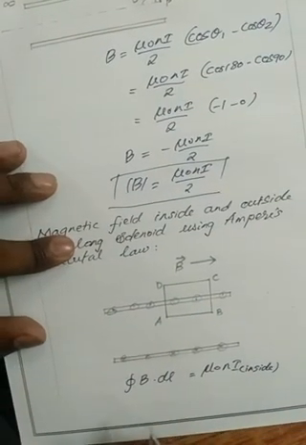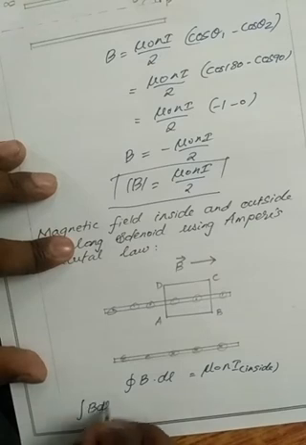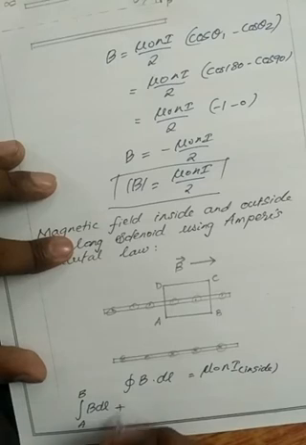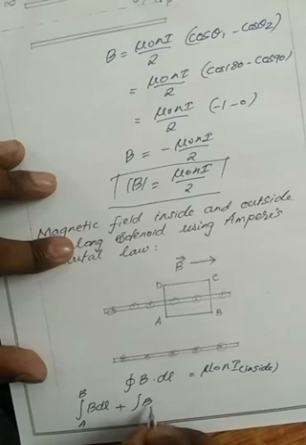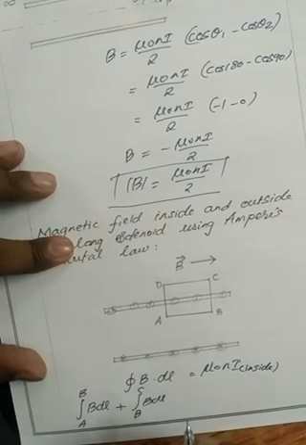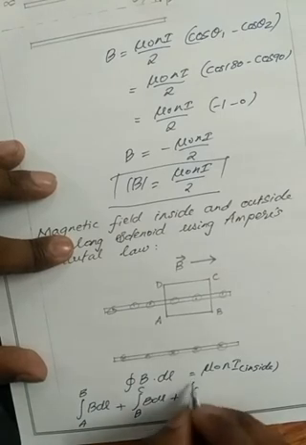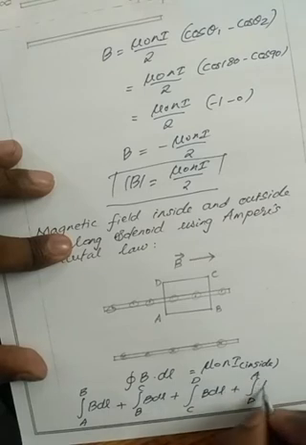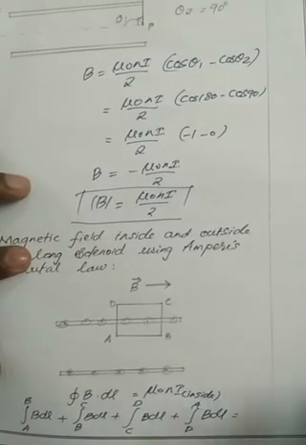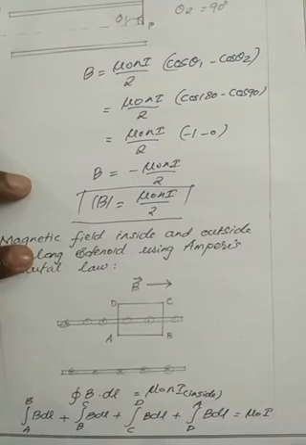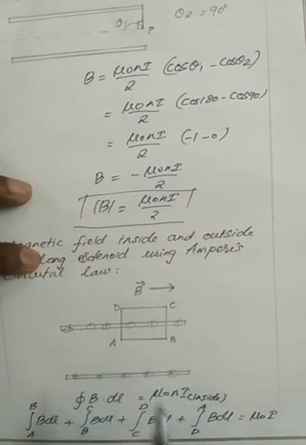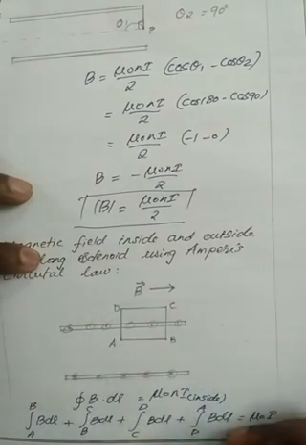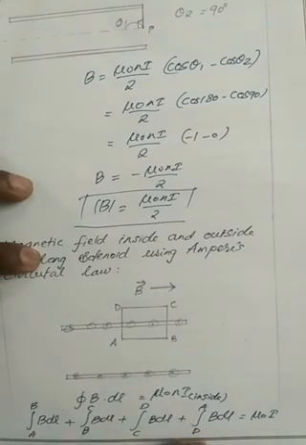So I can write the closed integral of B dl as the integral of B dl from A to B, where I have one length element and magnetic field, plus another length element, the integral of B dl from B to C, plus C to D, plus D to A, equal to mu naught I. So from A to B I cover this length, B to C this length, C to D here, D to A here. By this equation I cover the whole length of the Ampere's loop.